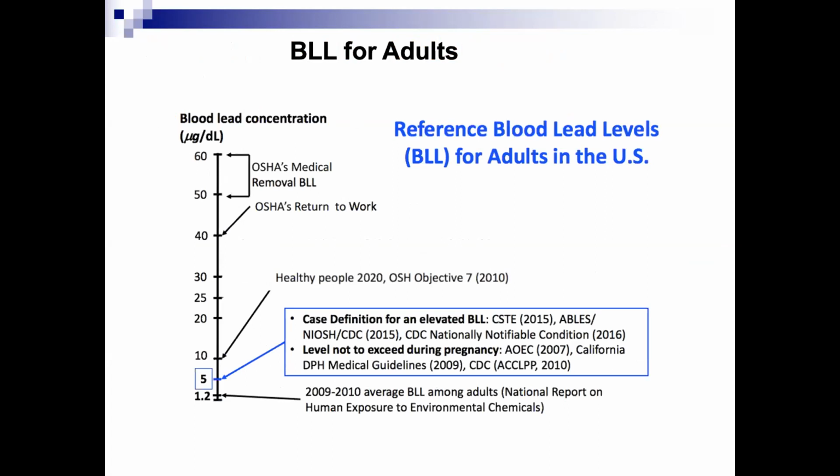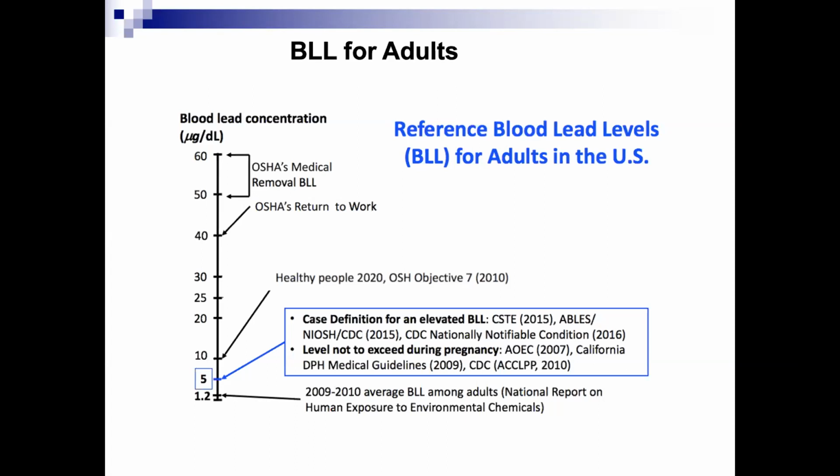OSHA's medical removal level is up at the top. Return to work is at 40. The Healthy People 2020 objective and the OSHA objective in 2010 for occupational safety and health was 10, and now under NIOSH, the National Institute for Occupational Safety and Health, CDC, under their adult blood lead surveillance program, they feel that 5 is a notifiable condition.